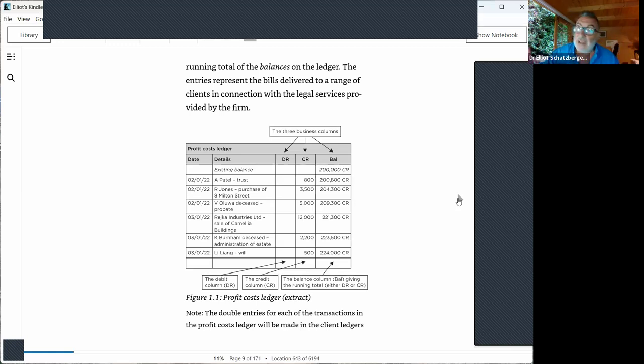Now, when you send a bill, you fill in the profit cost ledger. It appears on the profit cost ledger. And of course, it appears as a credit because eventually it's money that's owed to us. So it comes up on our profit cost ledger as a credit. Now, the other entry would be in Patel's ledger as a debit. Obviously, if it's a credit in one, it's got to be a debit in the other.